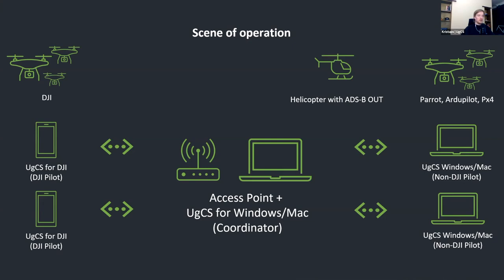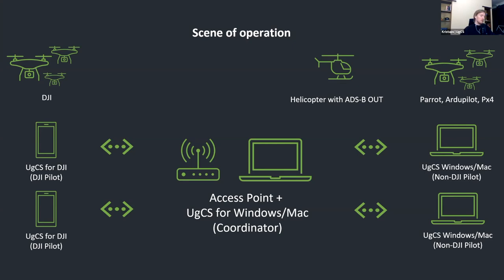And then essentially, if any manned aircraft approaches this area, you'll be able to see the manned aircraft on the UgCS map. And so in this kind of scenario, the coordinator would see if there's any manned airplane or helicopter approaching with an ADS-B transponder. And then he could give the command to the people flying the drones that, okay, we need to land all the drones because this aircraft is approaching.